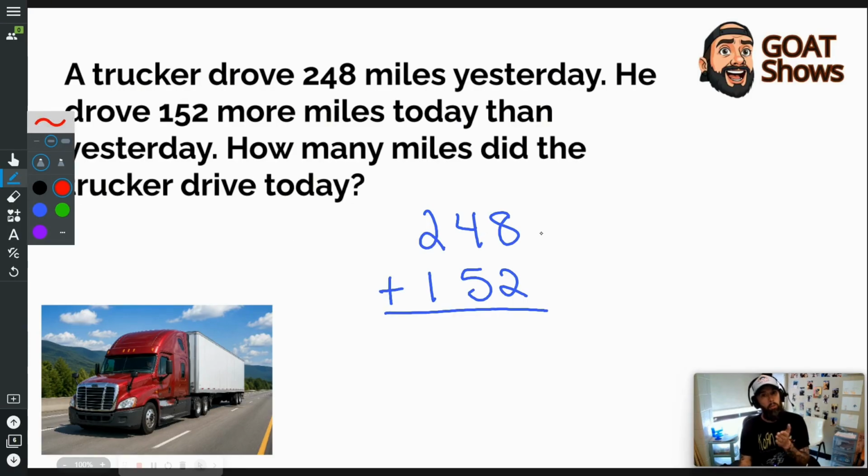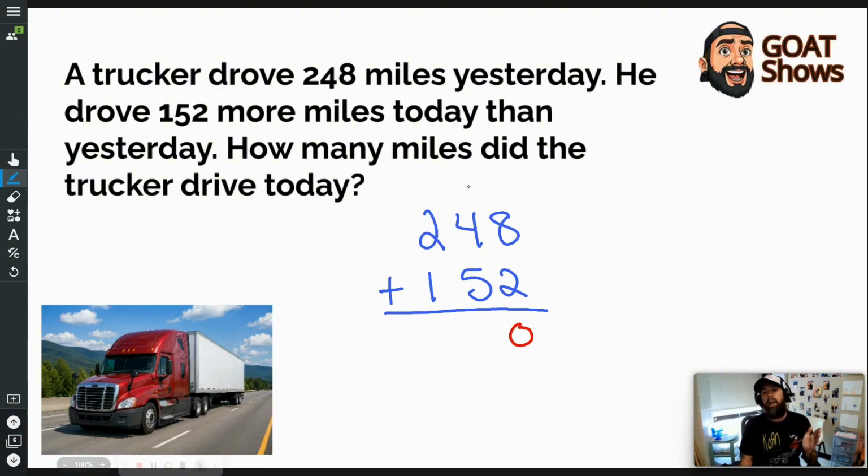Okay, start all the way to the right. 8 plus 2 is 10. So I'm going to write out the 0 under there, and then I carry over the 1. 1 plus 4 is 5. 5 plus 5 is 10. So you write out your 0, carry over the 1. 1 plus 2 is 3. 3 plus 1 is 4. And you get 400. Now, what are we trying to find out? How many miles he drove today. So he drove 400 miles.